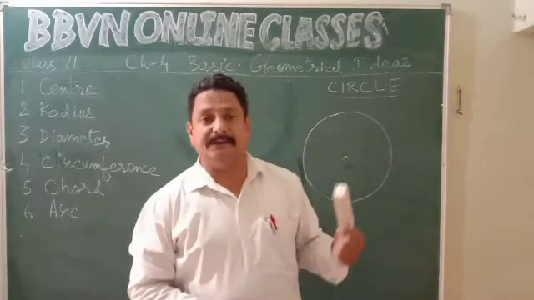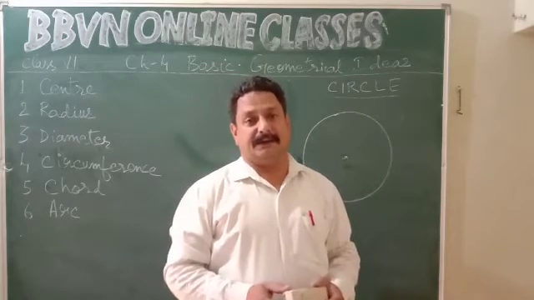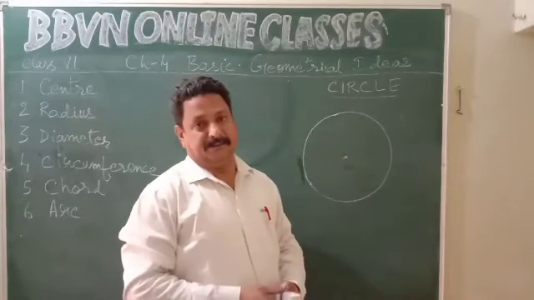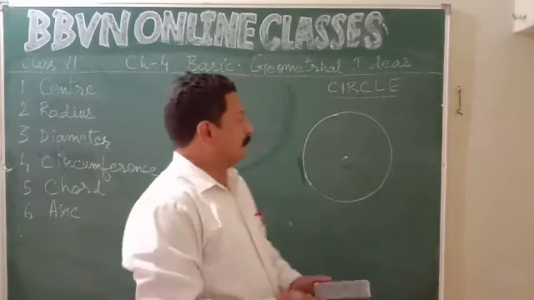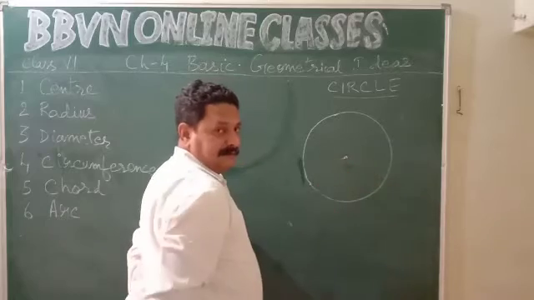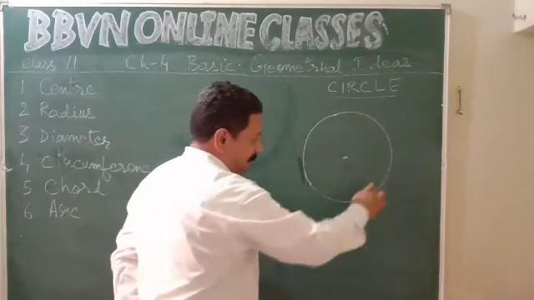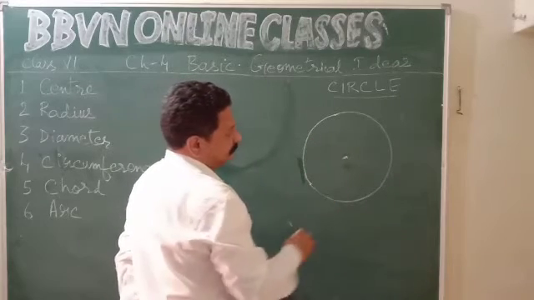So we were discussing chapter number 4, basic geometrical ideas. This is the last topic of the chapter, circle. Let us understand all the components of a circle. So you have a center of the circle and this is the circle. This entire part is called the circumference of the circle.